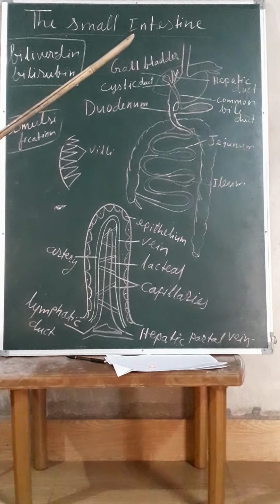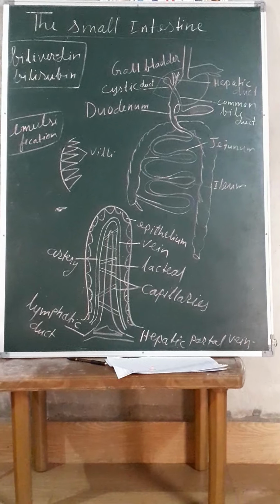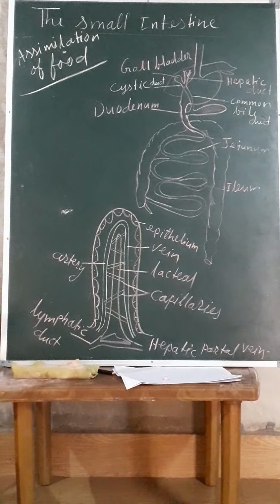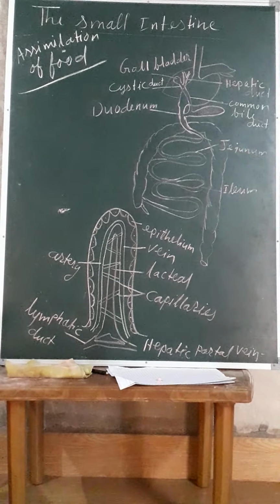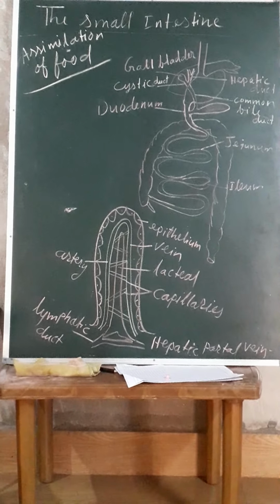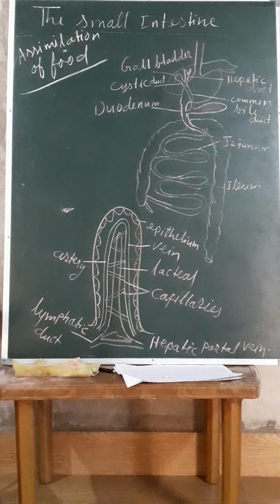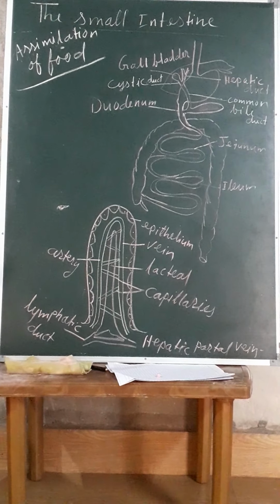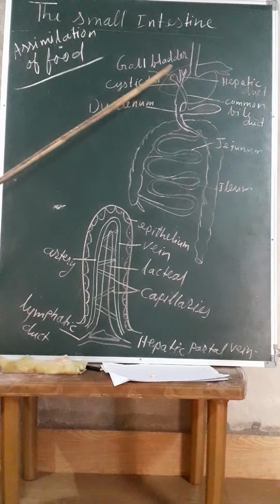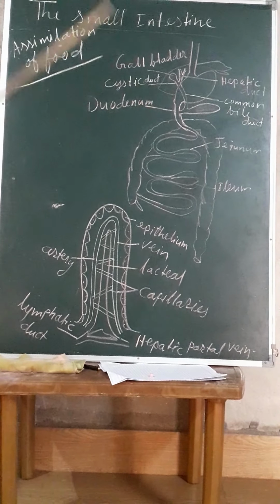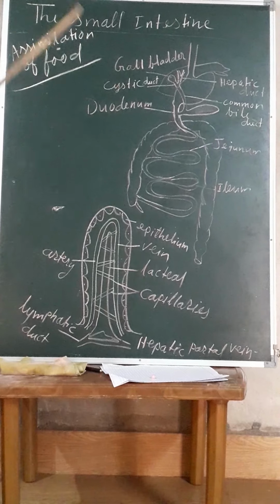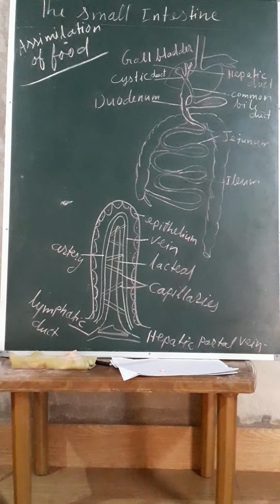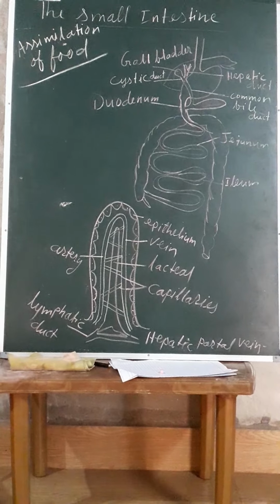So here the next is assimilation of food. It means the conversion of absorbed, digested food into body material. The food digested and absorbed by the gut is transported in two ways: through the hepatic portal vein, you can see here the hepatic portal vein, and through the lymphatic system, which is shown here. So two ways the food can be transported.